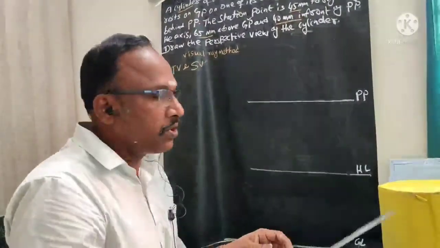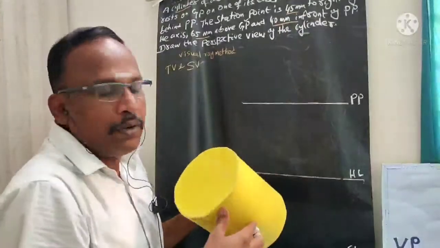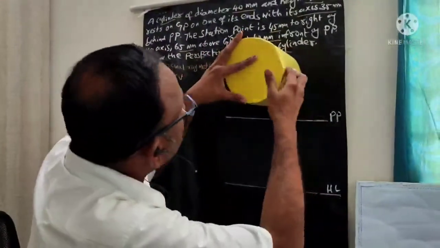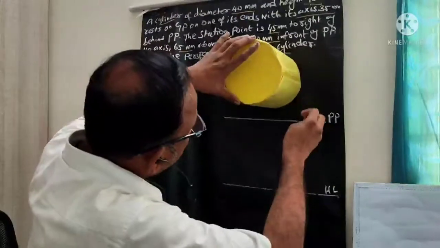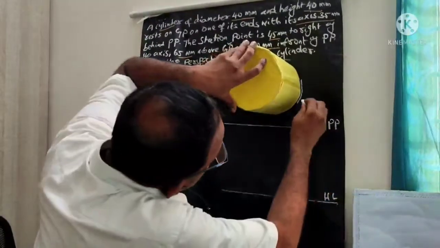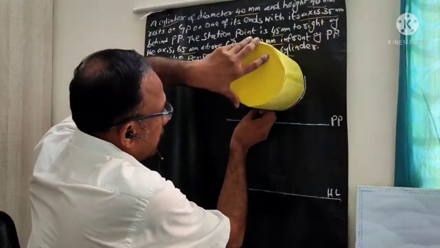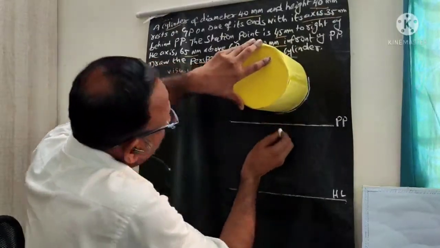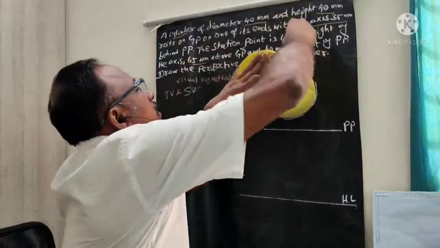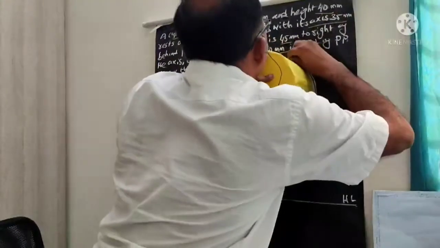Next step, I want to draw the top view of the cylinder. This cylinder's top view will be a circle. I will draw the top view of the cylinder above PP, because I am going to use the third angle projection method. That's why I am going to draw the circle as the top view in third angle projection.